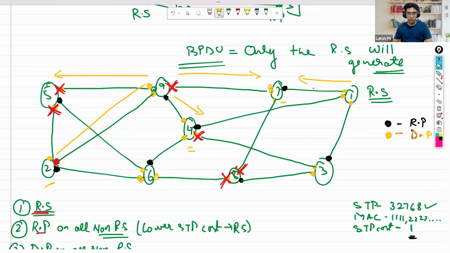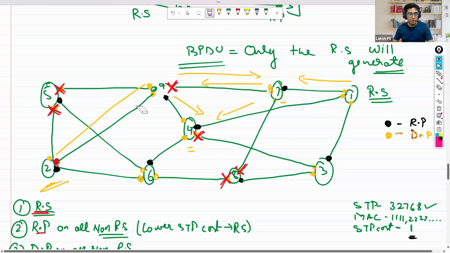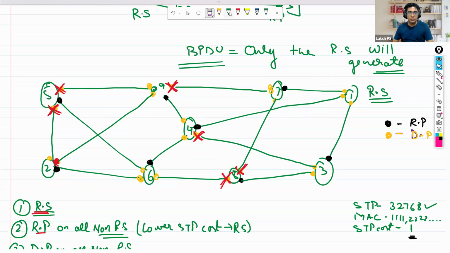When 1 sends its BPDU, it will be forwarded, forwarded, and forwarded, and eventually it will reach 2. 2 will then know it cannot be the root switch, so it will stop sending BPDUs. Got it? So this is how BPDUs are exchanged between the switches. Initially there will be a flood of BPDUs, but as the roles of each and every switch are identified, they will stop sending them.